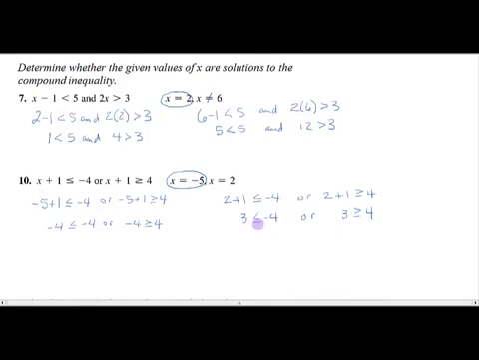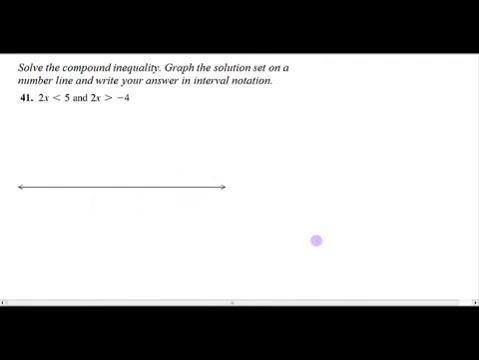Now I know that 3 is not less than or equal to negative 4. Also, 3 is not greater than or equal to 4. I have to have at least one of the things true in an OR statement for that number to be a solution, so I know that x equals 2 is not a viable solution. Now let's solve the compound inequality. We'll graph the solution set on the number line and write the answer in interval notation.